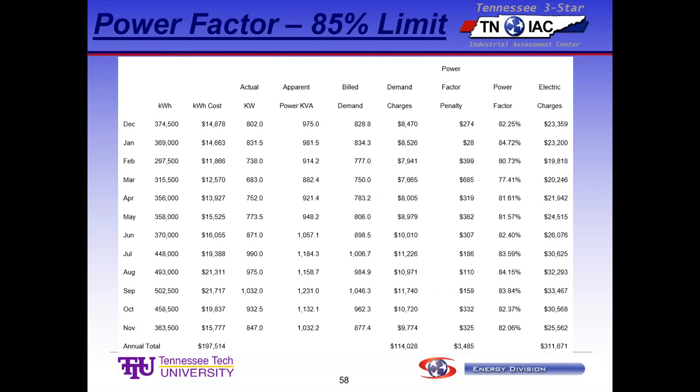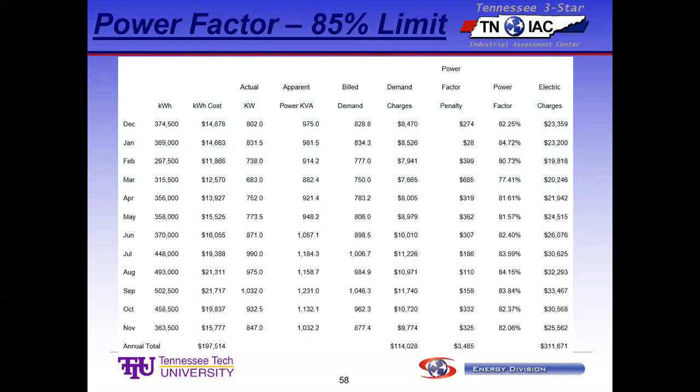So what do we got there? We got kWh cost, kW, apparent power, billed demand. Okay, so now let's talk about how the penalty gets billed. This is a smaller rate structure, probably a GSA 3 rate structure. What happens here is notice you have actual kW and you have billed kW. The difference in those is your penalty.